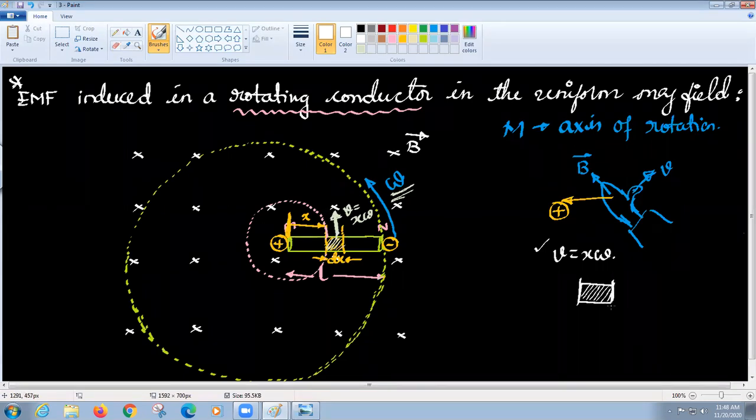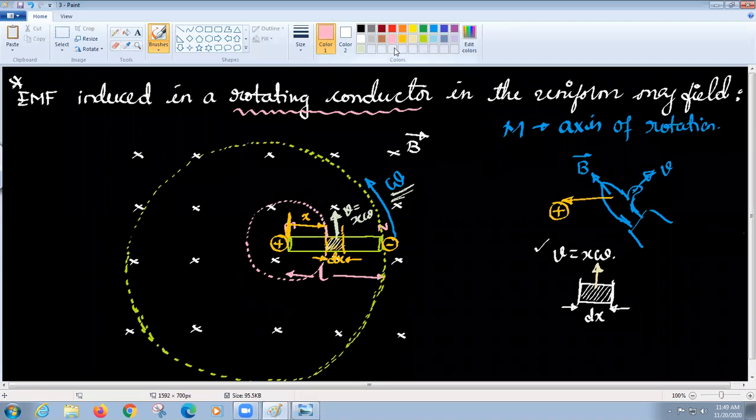So this is my dx. Now again, you apply the right hand palm rule. So how is V now? V is like this, okay? V is equal to x omega. So V is like this.